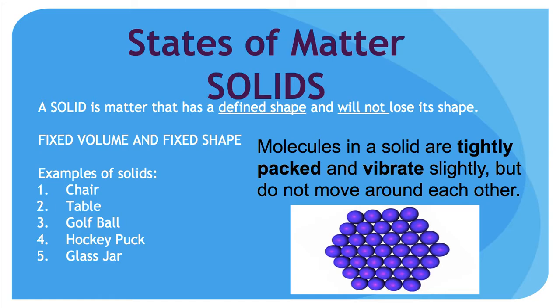Here's our solids. If you remember, a solid is matter that has a defined shape. It can't take the shape of other containers. It will not lose its shape when it's put into a different container. It has a fixed volume and it has a fixed shape. The molecules in a solid are very tightly packed together and they vibrate slightly, but they don't really move around each other. Examples of solids, and look around, you'll see your chair, a table, a golf ball, a hockey puck, even a glass jar.